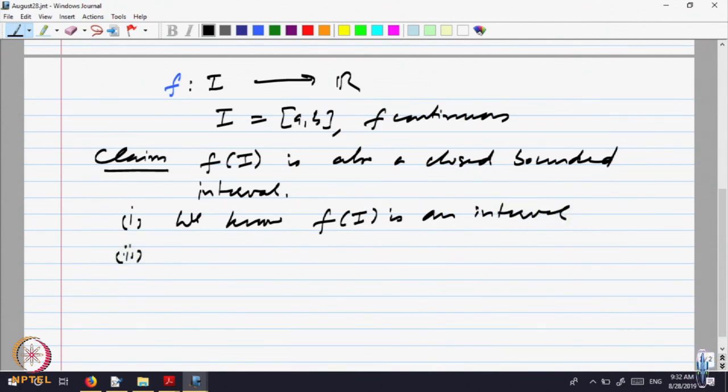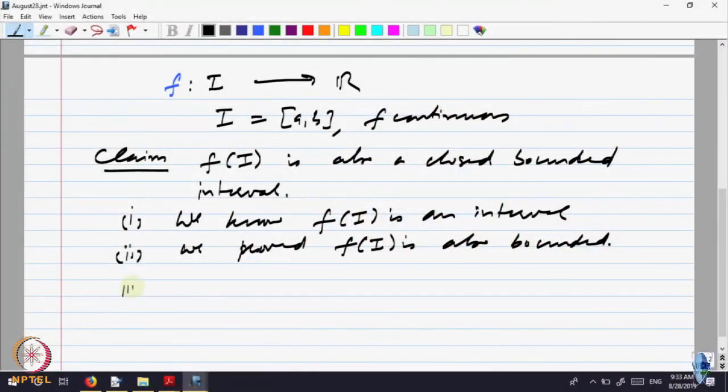We had proved last time that it is also bounded, right? So we also proved f of I is also bounded. The basic idea was that if it is not bounded, then there is a sequence in the range whose absolute value goes to infinity. Look at the pre-images, which being in I, which is closed bounded, should have a convergent subsequence, but that is not possible because if it has a convergent subsequence, then the image must be convergent, but that is unbounded, so that cannot converge. So that was the idea. We had proved that. So let us prove the third, namely that f of I is closed.